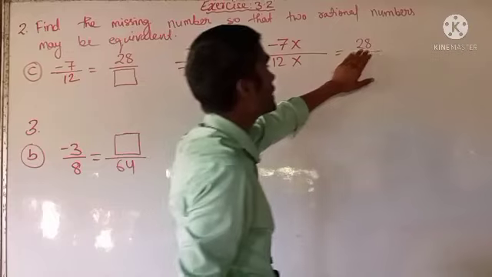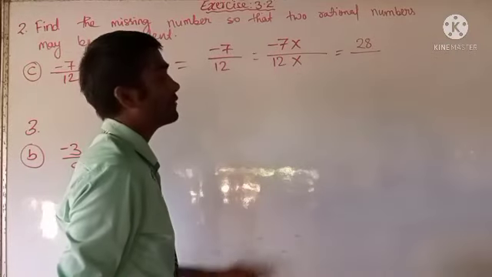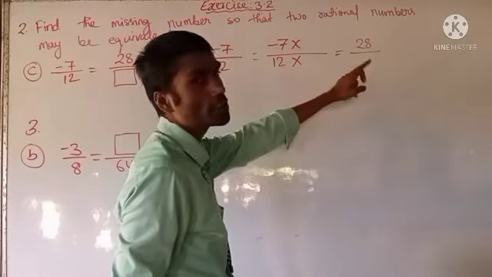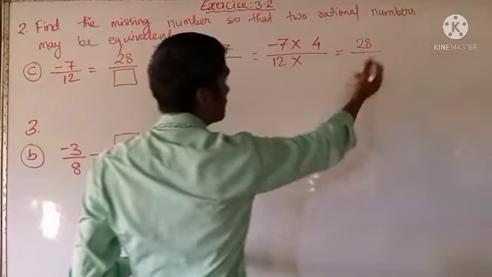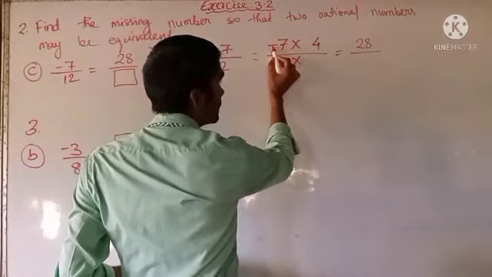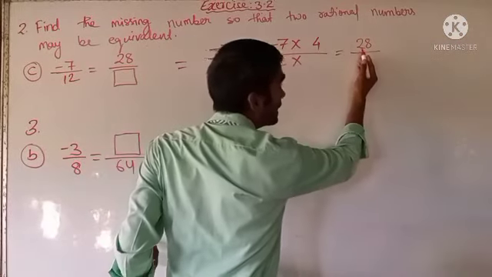This one we can obtain by dividing this 28 by 7. So we know 7 into 4 is 28. Now if I write here 4, then we will get 28 here. But here it is a minus sign. So minus into plus is minus.